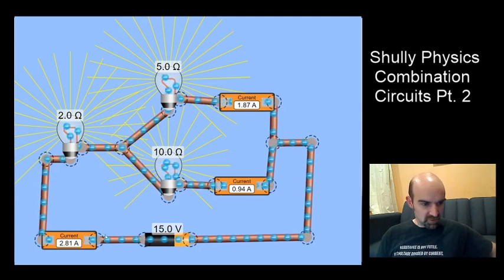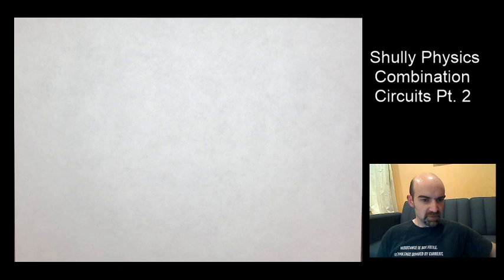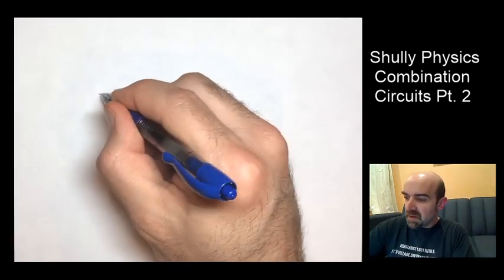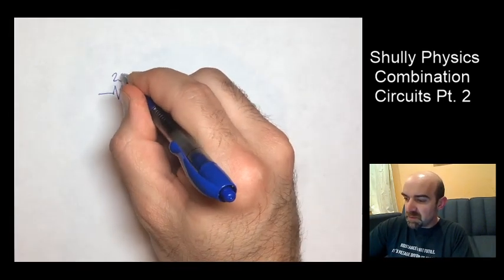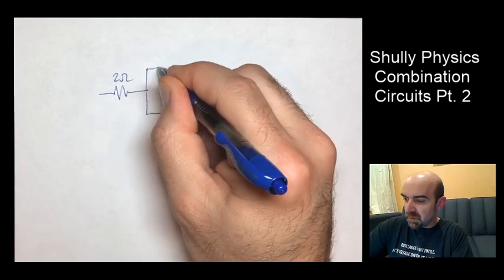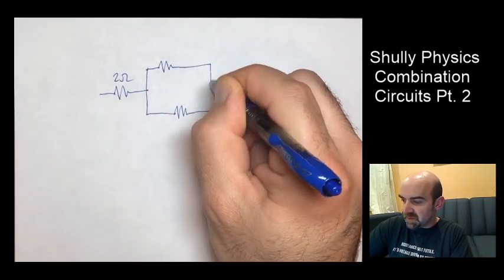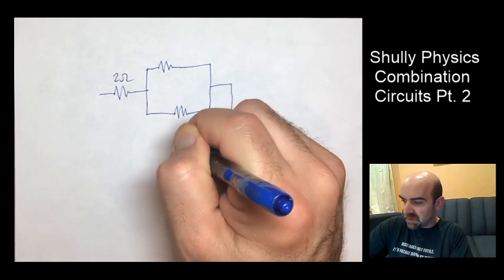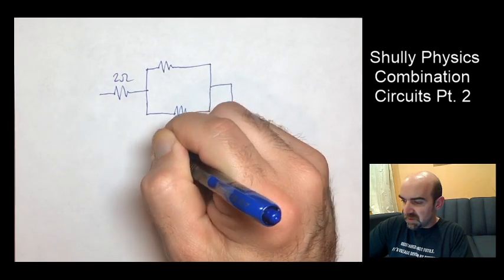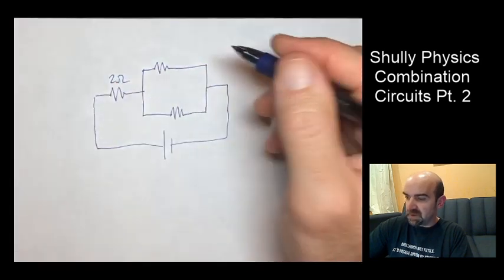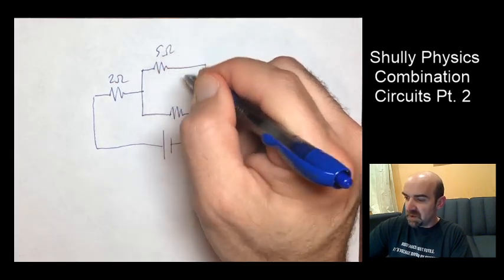So here I'm going to recreate this circuit. So there's 2 ohms, 5 ohms, and please feel free to sketch this on your own. I think that would be good from a notes perspective. Okay, 5 ohms and 10 ohms.